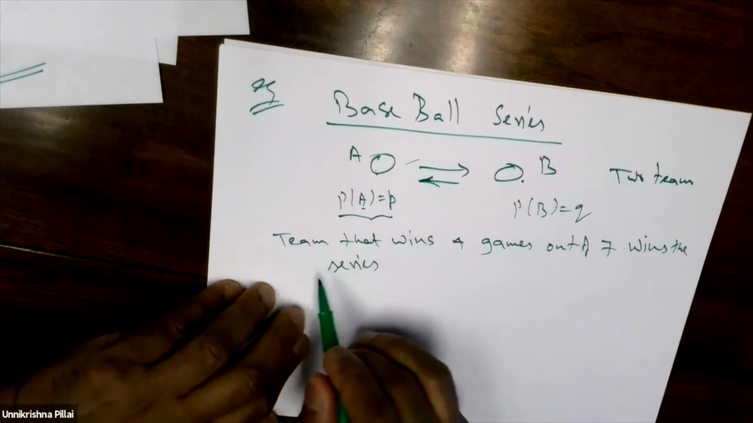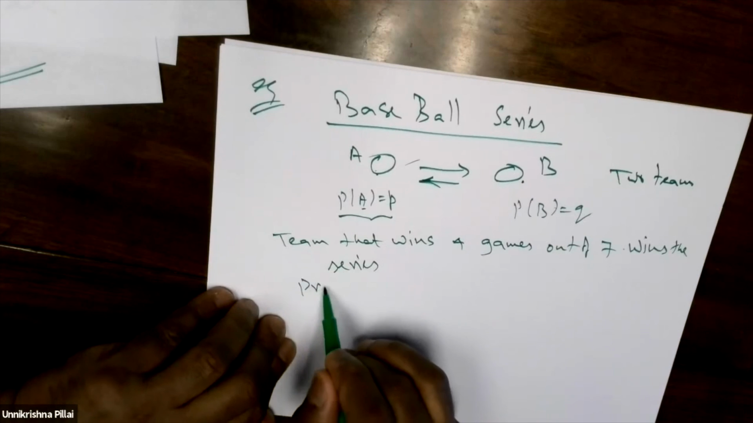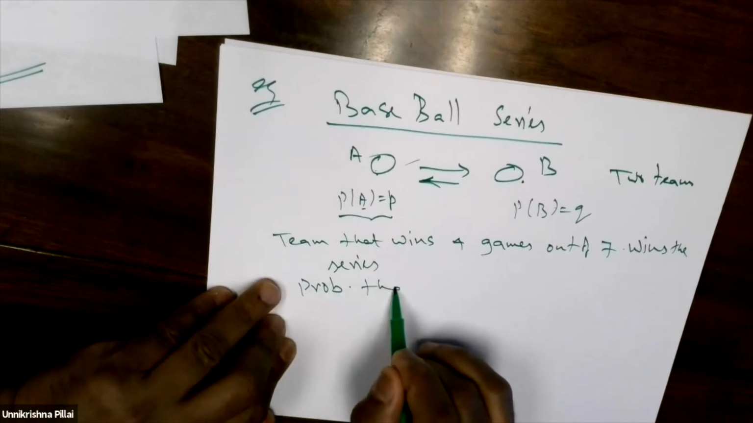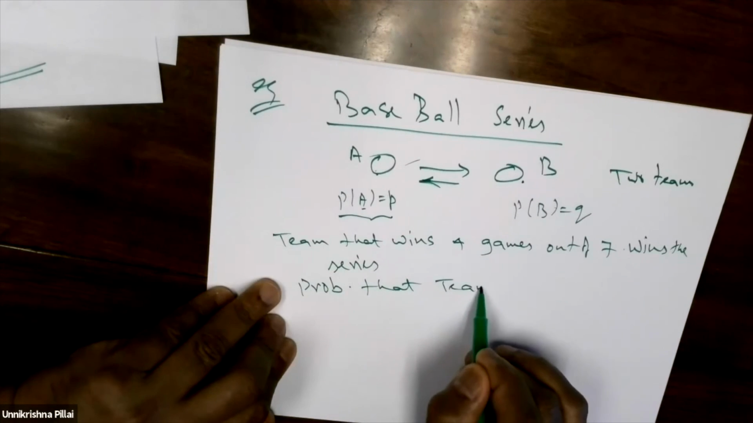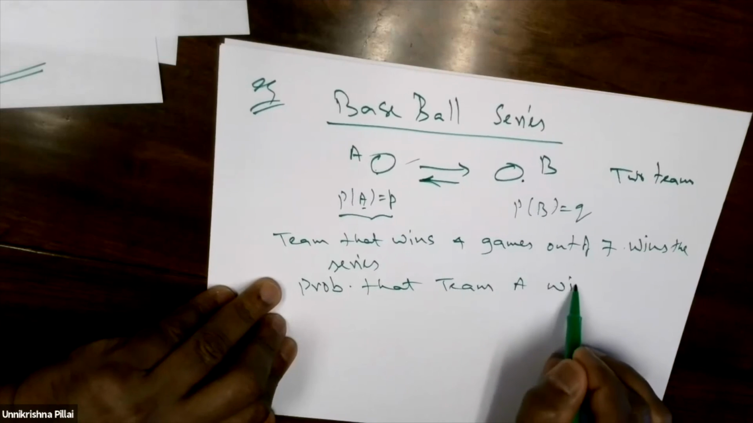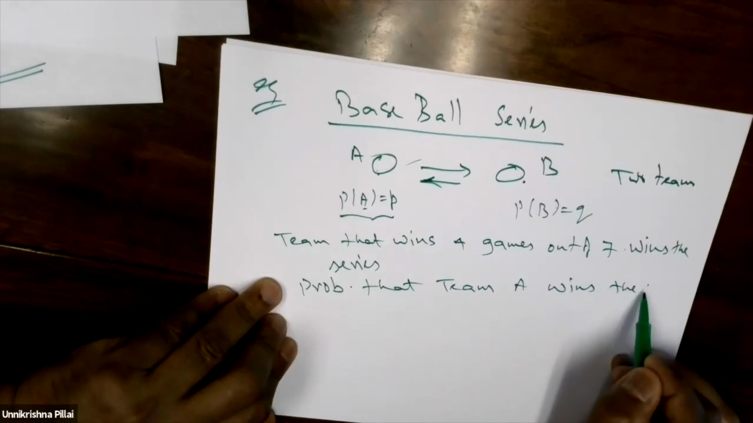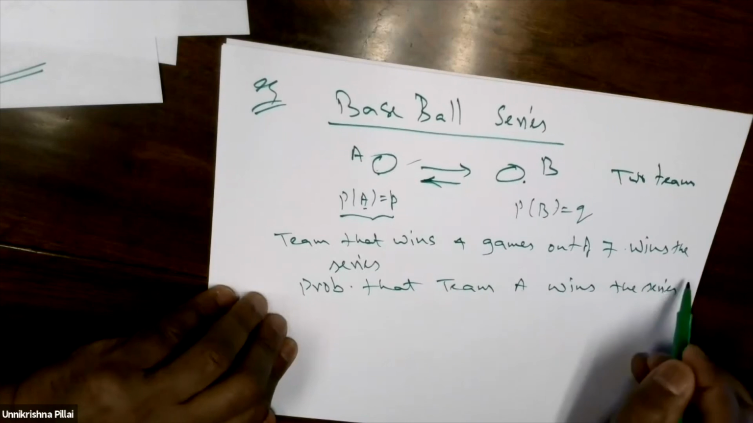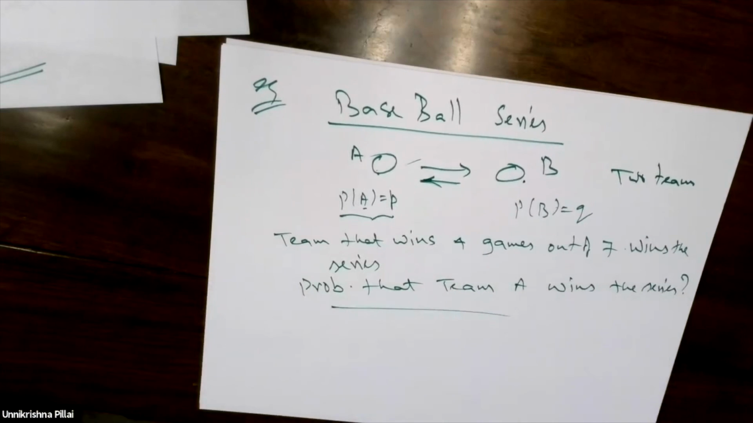So the question is, what is the probability that team A wins the series? I'm going to do this, remember, so this is a useful problem. How do you compute it? And I'm going to show you that the negative binomial is going to be helpful here.